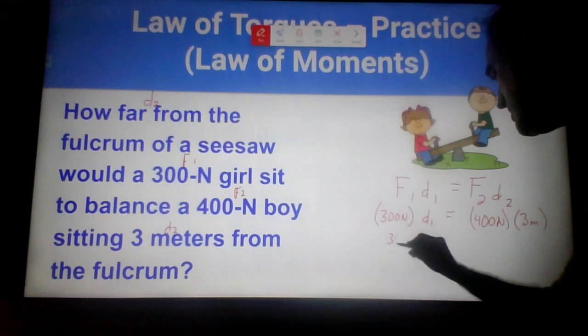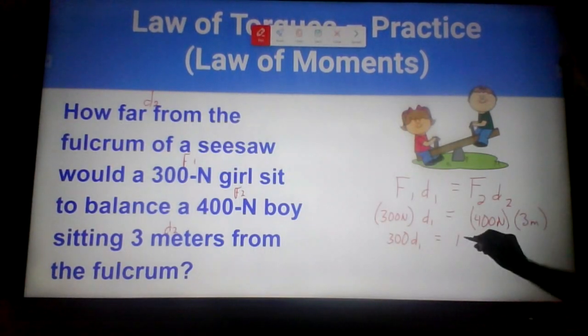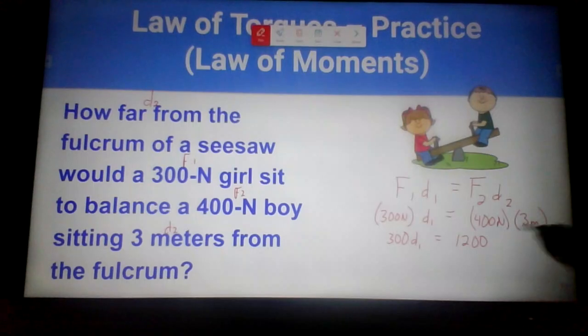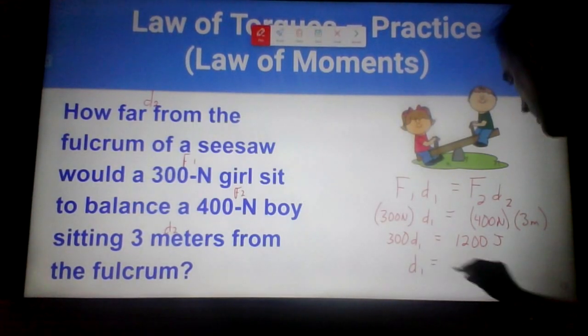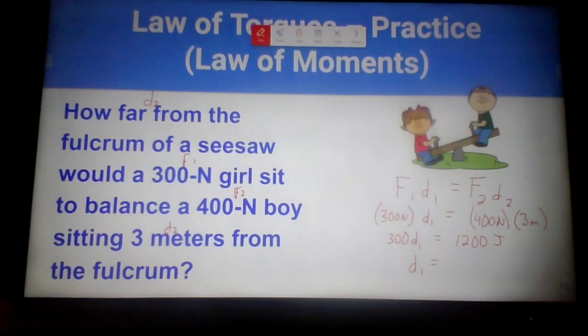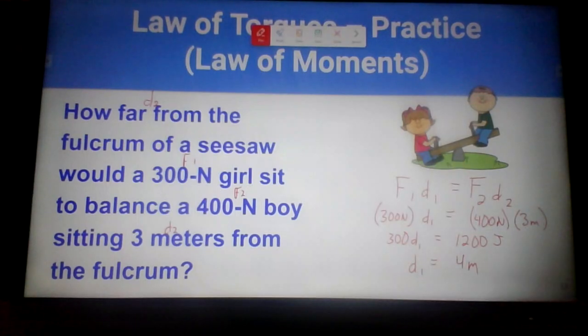All right, 300 times D1 equals 400 times 3 is 1200. And since that's torque, that's joules. And simply divide by 300 now. 1,200 joules divided by 300, assuming I didn't make any mistake, 4 meters. Since that's a distance, that has to be meters.